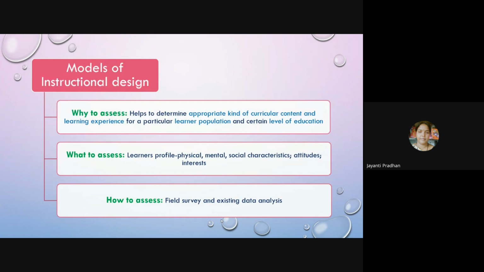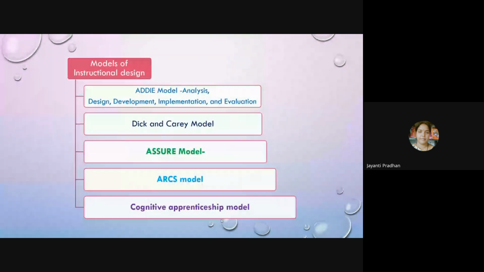Okay, sorry. So models of instructional design. We have discussed what is instructional design, how to design, what is the process in the planning stage, what to do, and during the process which steps we should go through, what is the systematic approach.